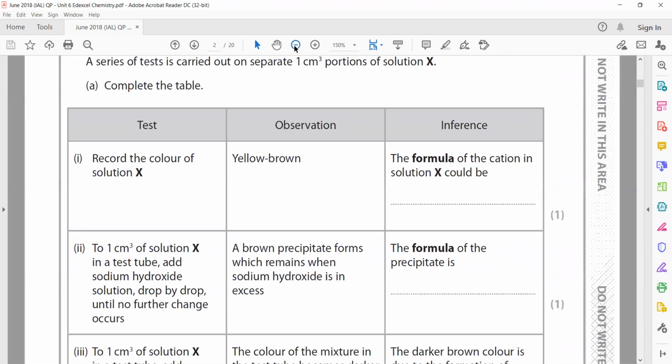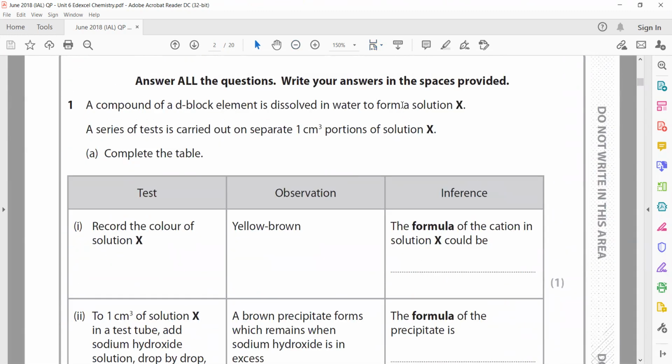For question 1, because it is related to identification of the ion, I will quickly go through this whole question. A compound of a D block element is dissolved in water to form a solution X. A series of tests is carried out on 1 cm³ portion of X. Record the color of solution X: yellow brown. If it is yellow brown in color, what gives an idea? As I already mentioned, it is a transition element, D block, so a yellow brown solution will likely be iron 3 ion.